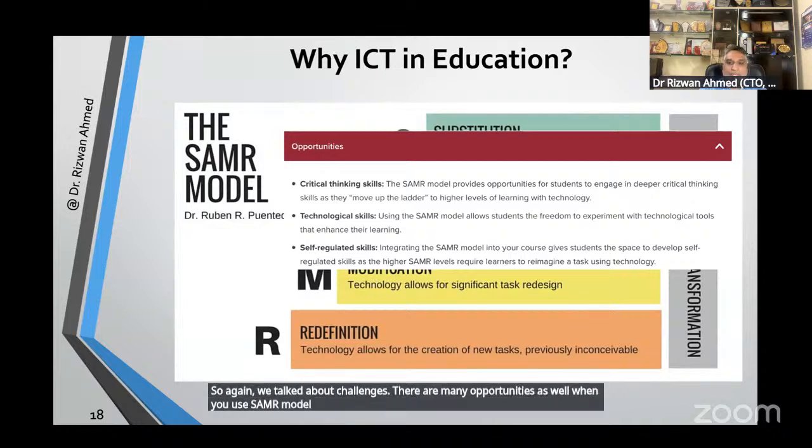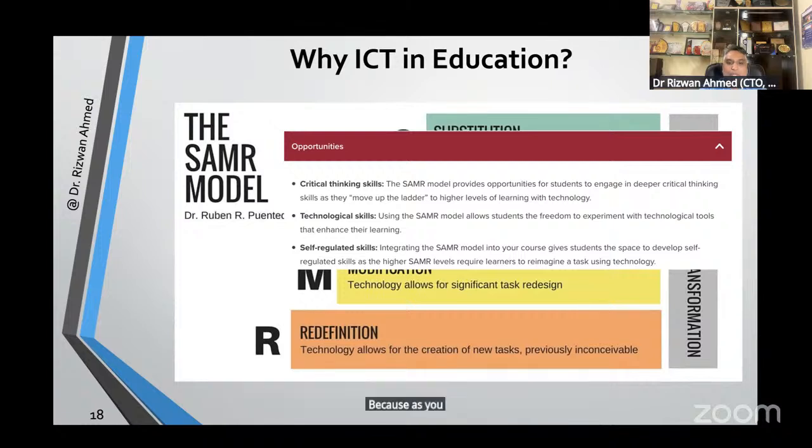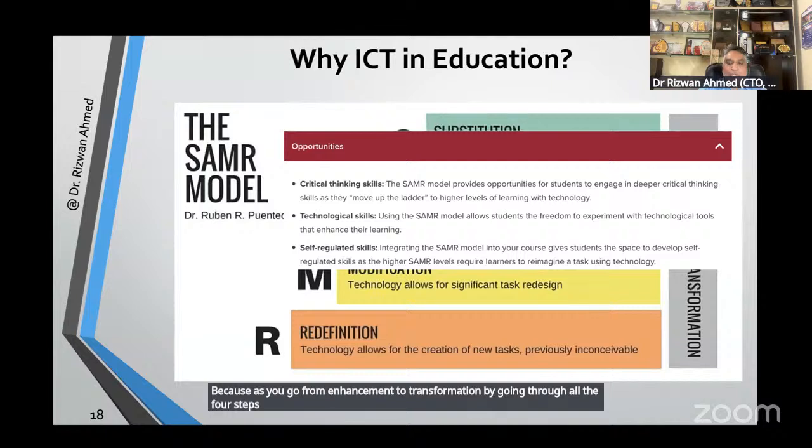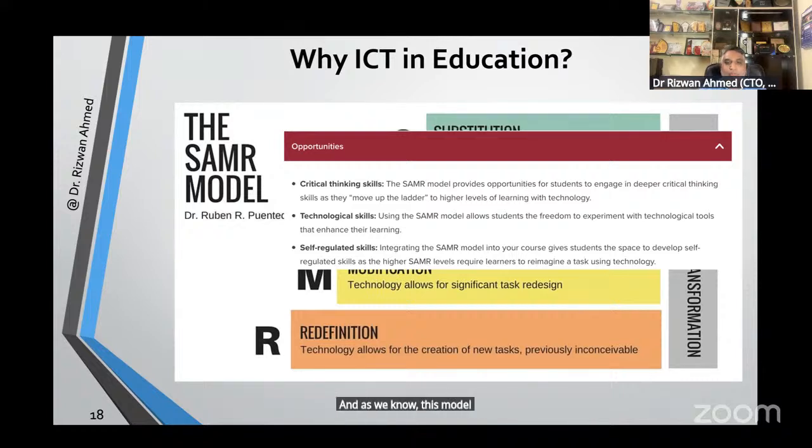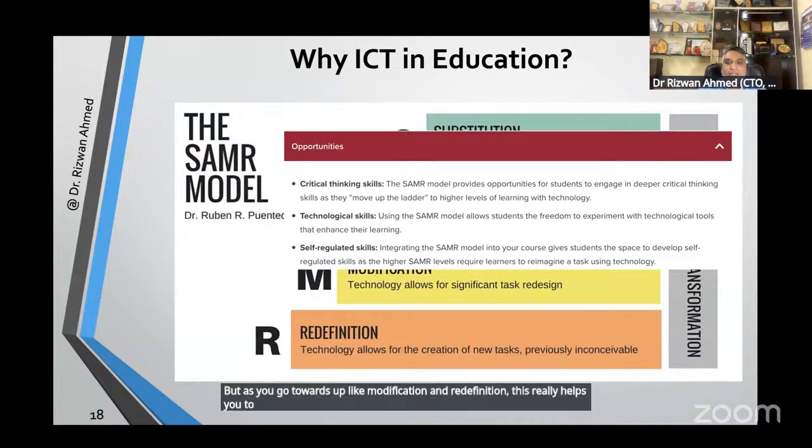This helps students develop critical thinking, because as you go from enhancement to transformation by going through all the four steps, it gives students the opportunity for more engaged interaction in terms of what you are trying to have them learn as part of their skills. And as we know, this model is like a move up the ladder. You start from the bottom, but as you go up towards modification and redefinition, this helps you have a higher level of learning with the use of technology.